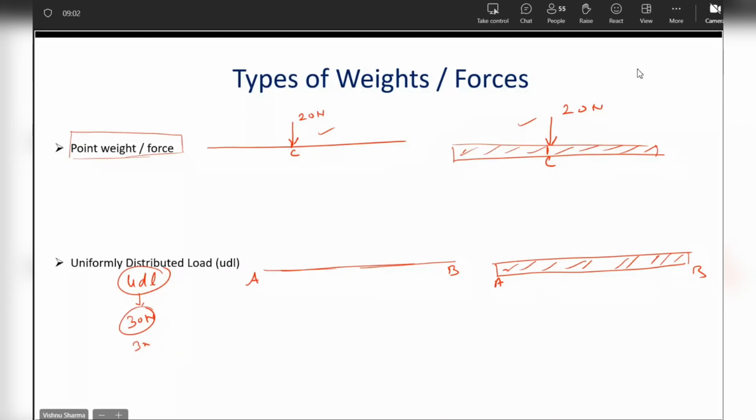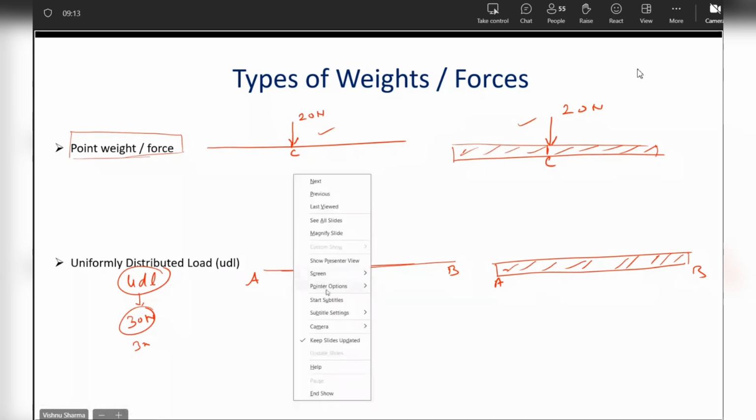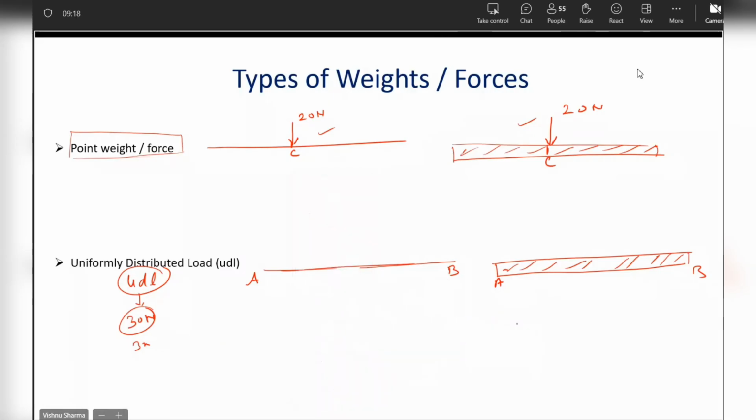So what is the problem statement? UDL of 30 newtons is spread over a length of 3 meters from end A. Okay. How will I be representing this UDL in my diagram? And once I represent, hopefully it will be clear. Let us say this distance is 3 meters, guys. That means over this 3 meters, this weight is uniformly distributed. This is 30 newtons at the rate of 10 newtons per meter.